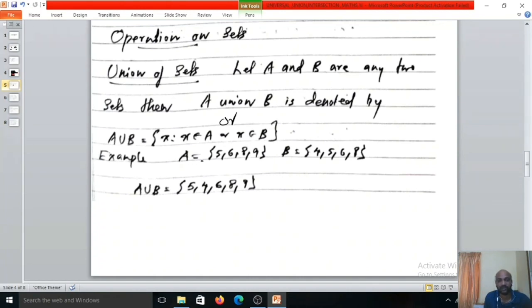Consider one example: A equal to 5, 6, 8, 9 and B equal to 4, 5, 6, 8. So A∪B equal to 4, 5, 6, 8, 9. All elements. Actually, 5 is common, but we need not write 5 two times because a set consists of one element only once.